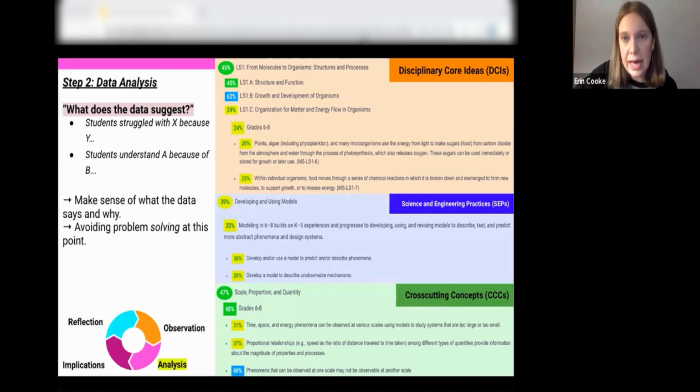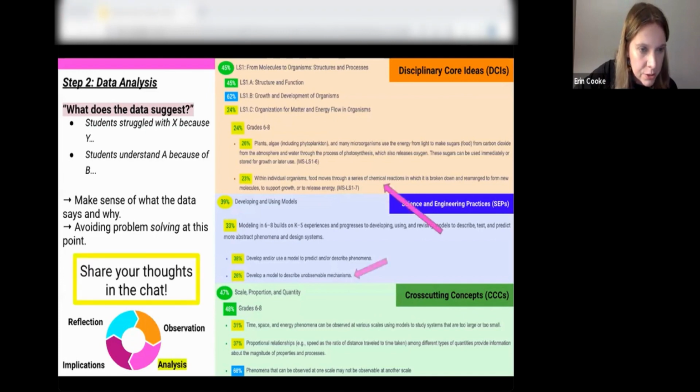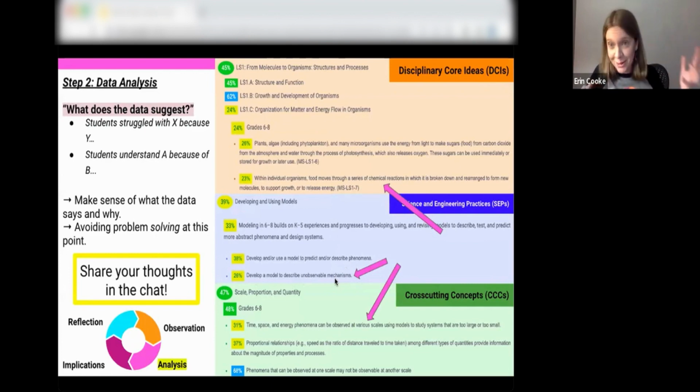And when you look at the, here, I'm going to go ahead and cut to the chase and pull up some of my arrows here so y'all can see which ones I'm pointing at. When you look at the element for developing and using models, develop a model to describe unobservable mechanisms down here, that is really focusing on that idea of not just modeling to predict or describe phenomena, which they also struggled with, but how can you model or visually represent something unobservable? Matter and energy flow is a little bit more unobservable than some of those other DCIs, so that connects.